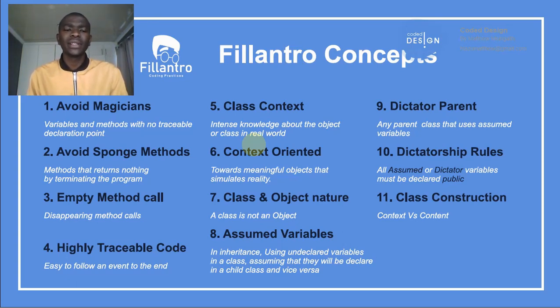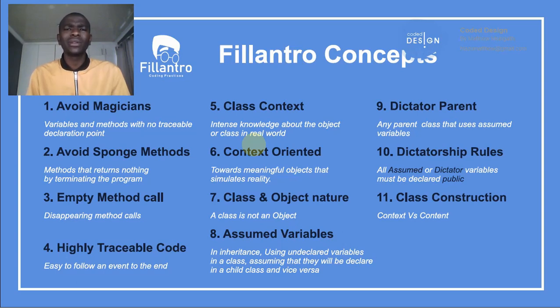And then number two is avoid sponge methods. What is a sponge method? A method that returns nothing by terminating the program. The reason they return nothing is because they terminated the program. I strongly believe that whenever you call a method, in most cases you are expecting that method to return something, or at least to render something to the screen. So if this method is not going to render something to the screen, then it must be that you are interested in it returning something to you.